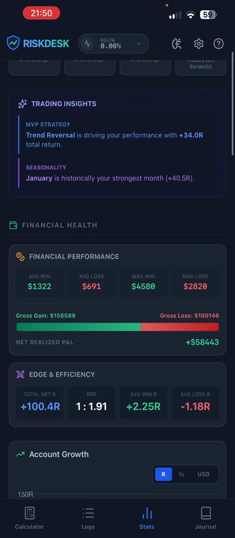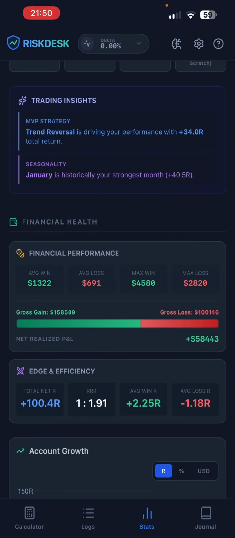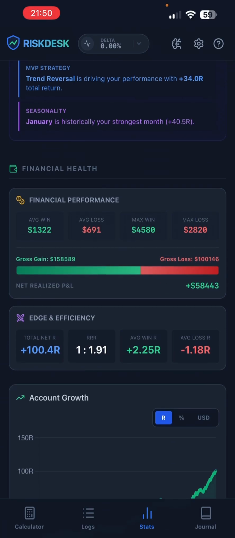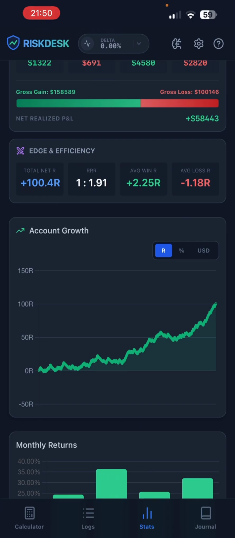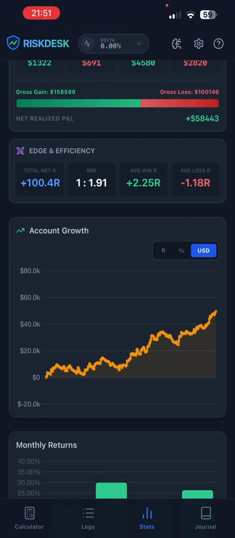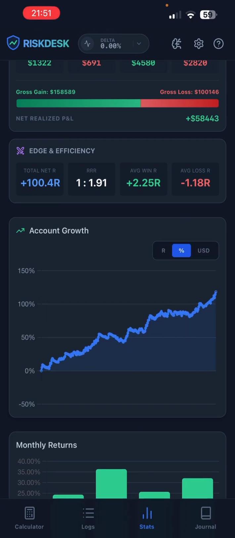You can see your financial performance, your average win, your average loss, your max win and your max loss. You can see the sort of tug of war between your gross gain and your gross loss and what that translates to in terms of your net realized P&L. You can see your edge and efficiency, the total net R that you've got, your RRR, your average win in R and your average loss in R. You can see your account growth in R, in percentage terms, or in your base currency for your master account.